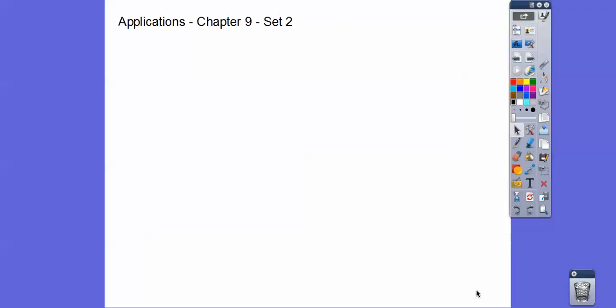Hey folks, this is our set 2 of applications in our conics chapter. This one's dealing with elliptical areas.